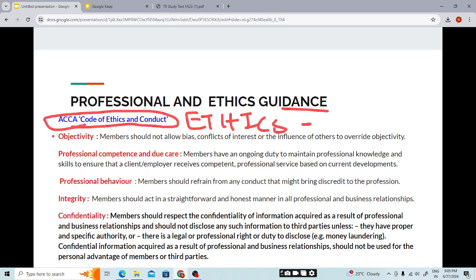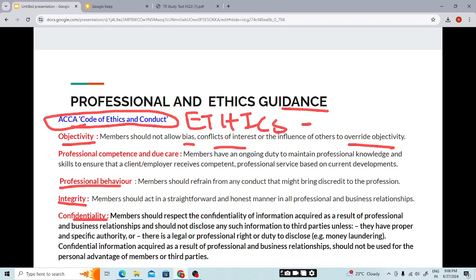These are the ethics you will study in your professional paper, and you would have studied them in other papers also, in your BT or the F1 paper. So what are the ethics? Objectivity, professional competence and due care, professional behavior, integrity and confidentiality. Objectivity means members should not allow bias, conflict of interest or influence of others to override objectivity. Objectivity means the tax practitioner should not be biased, should not have any conflict of interest, or should not come under the influence of individuals or his clients.